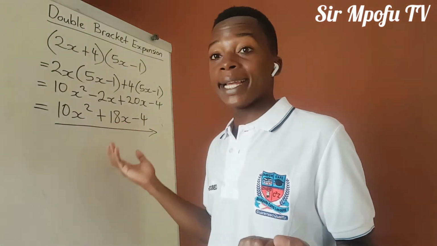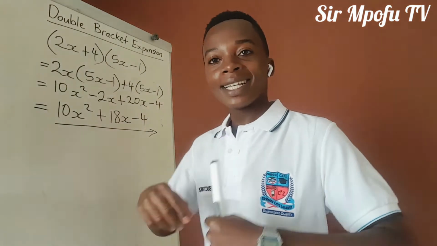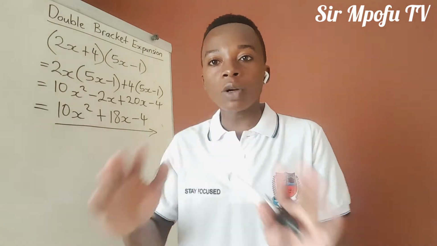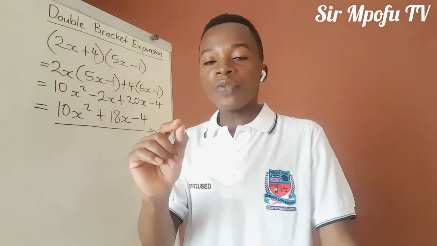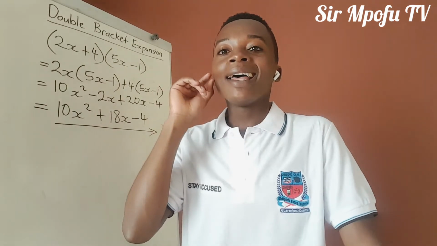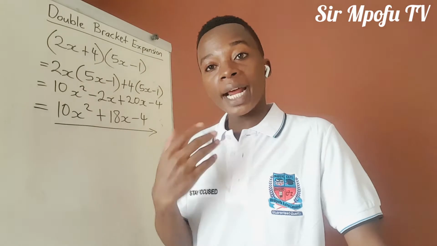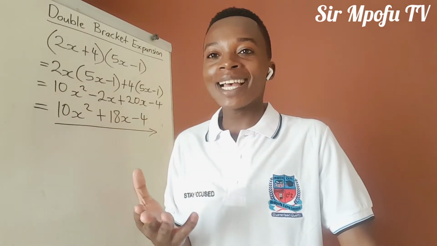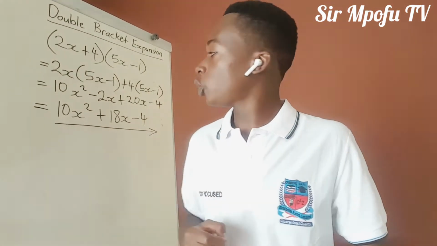Remember, x squared and x are not like terms. Even x cubed and x are not like terms. Even x cubed and x squared are not like terms. For them to be like terms, even if they have the same algebra, the power or the exponent should be the same as well. So I'm trying to say that x squared is a like term with x squared. Similarly, x cubed is a like term with x cubed.